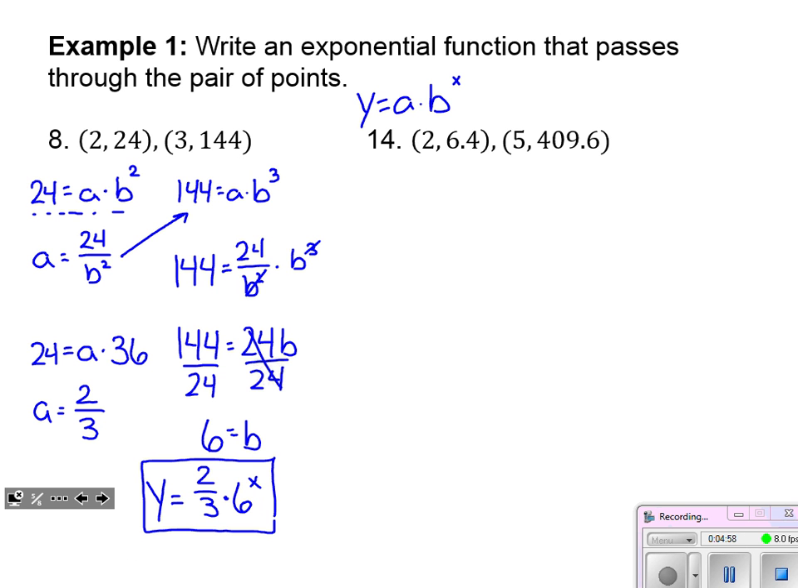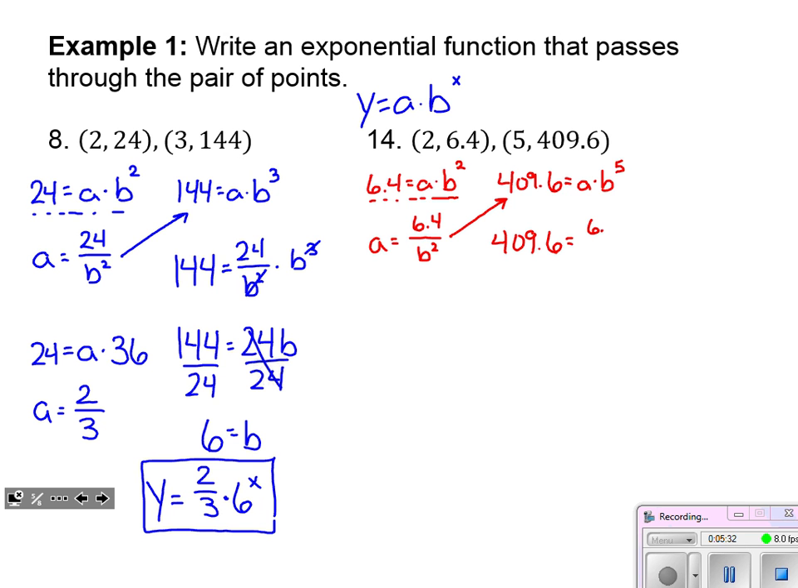This one, obviously we have some bigger numbers, we have some decimals, so we're going to be relying on a calculator to help us out a little bit, but it's still the same process. So here, 6.4 equals a times b to the second, and 409.6 equals a times b to the fifth. Again, I'm going to be working with this first equation. Solve that one for a so we can use the substitution method. A equals 6.4 over b squared. Substitute that in. 409.6 equals 6.4 over b squared times b to the fifth.